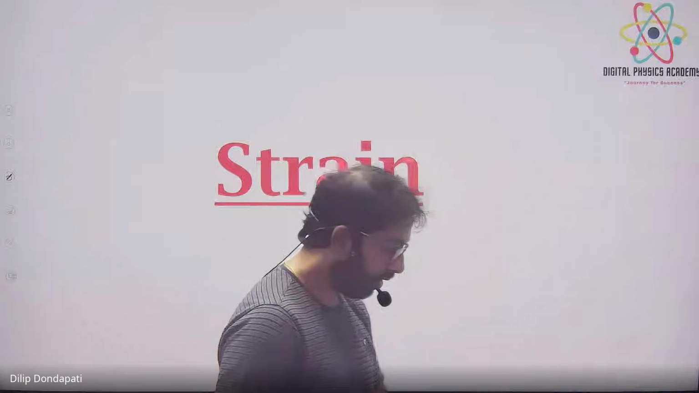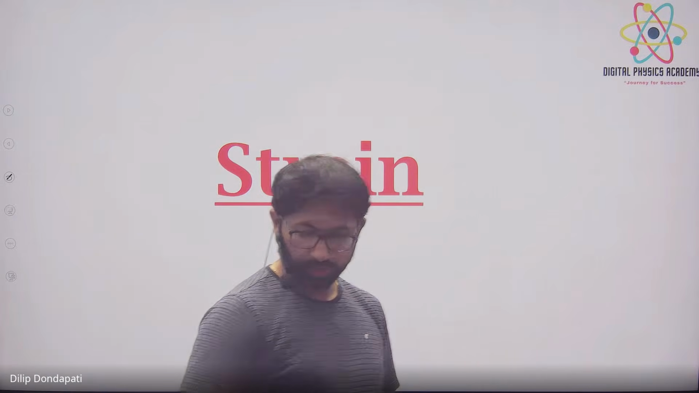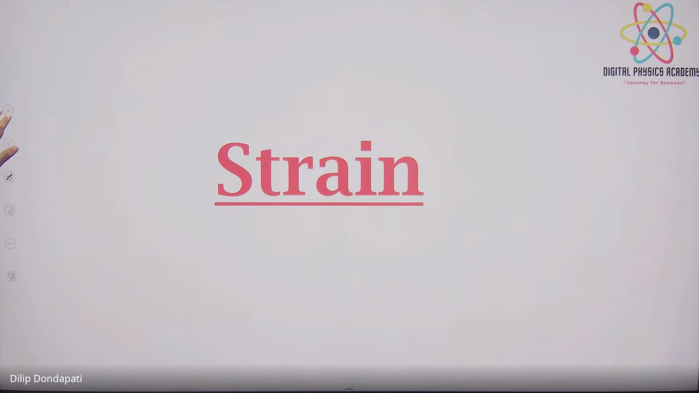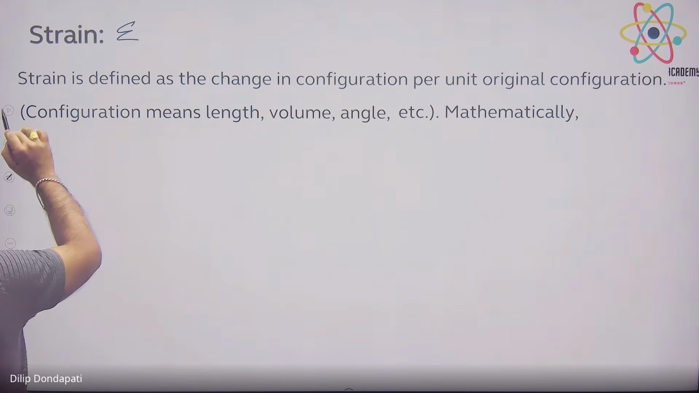चलो, now we'll go for strain. Okay, stresses we learn, right? Strain का we learn now. Strain का. Okay, strain क्या है? Dependent change in configuration by original configuration is called as strain. Strain का symbol है ऐसा E.